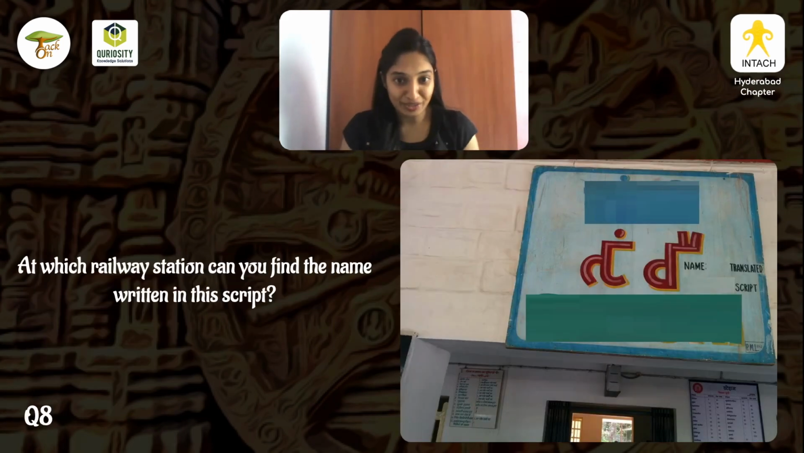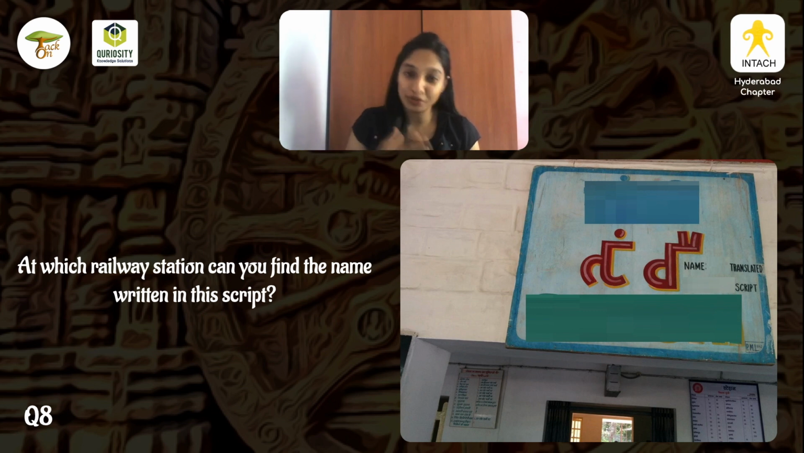Here is question number 8. What you see in the picture is the board of a railway station, and this is the only railway station in the entire country to carry its name in a certain script. At which railway station in central India? This is something that is religiously very significant, both the place and the script. So at which railway station in India can you find its name written in this particular script?